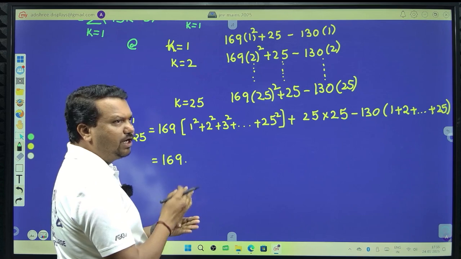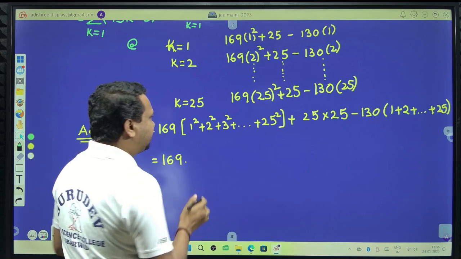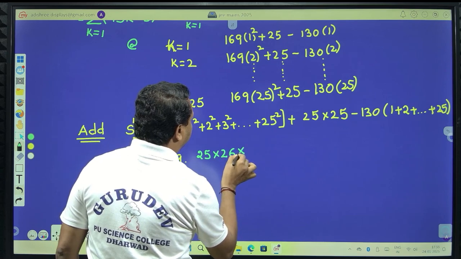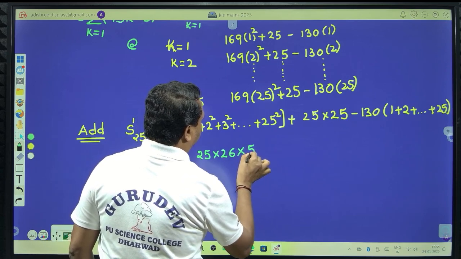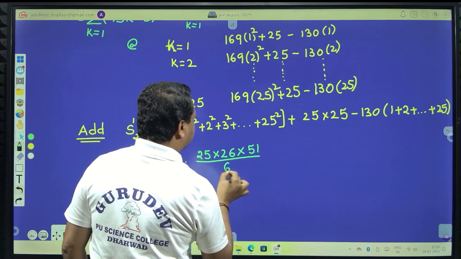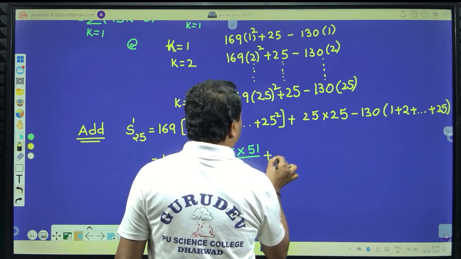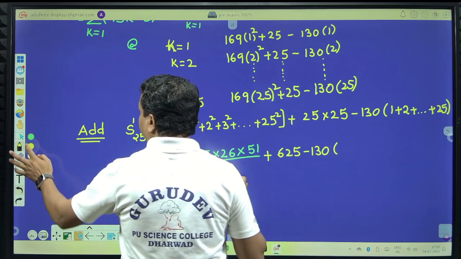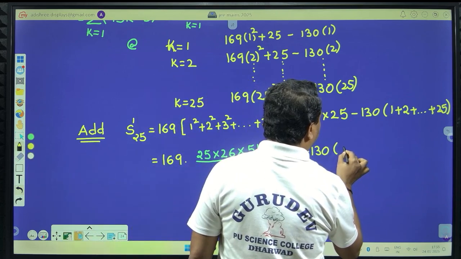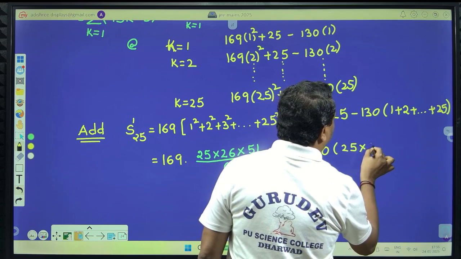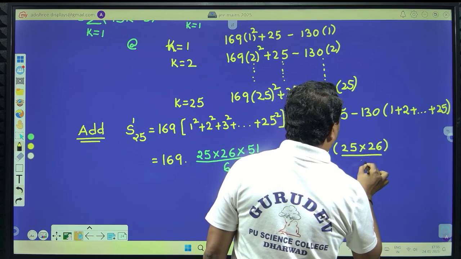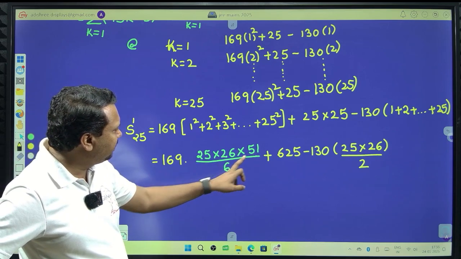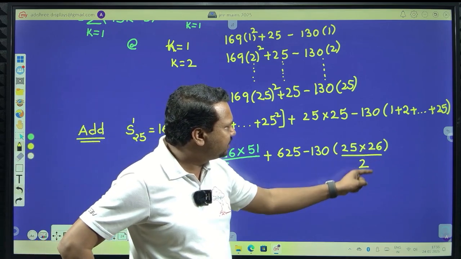So, that becomes 169 into, what is the sum of the squares of the first 25 natural numbers? n into n plus 1 into 2n plus 1 divided by 6, plus 625 minus 130 into, so n into n plus 1 divided by 2. I hope you are able to understand. n into n plus 1 into 2n plus 1 divided by 6, and n into n plus 1 divided by 2.